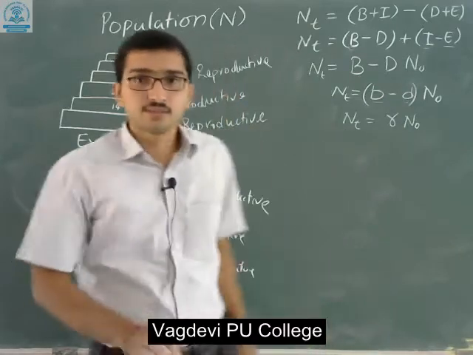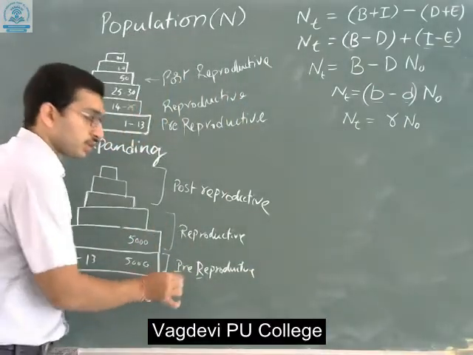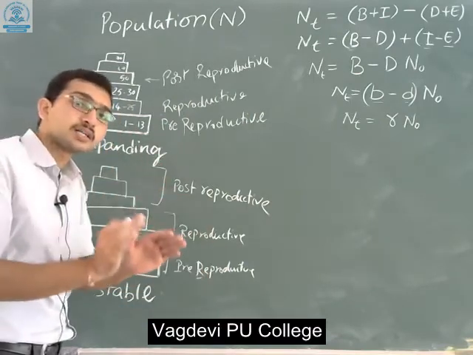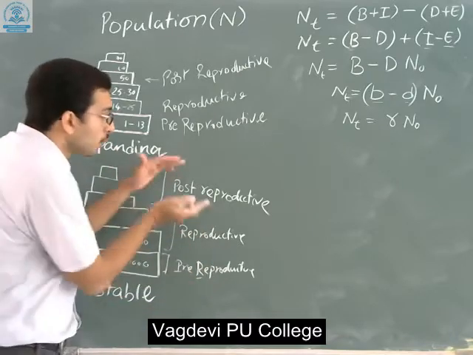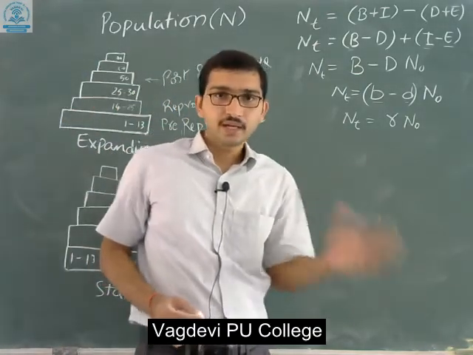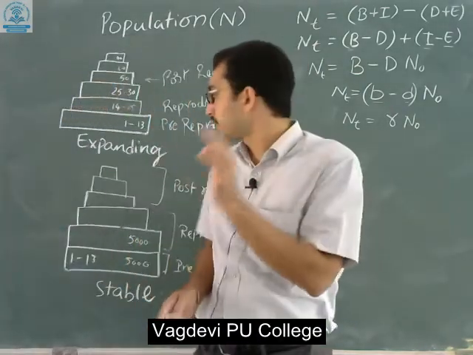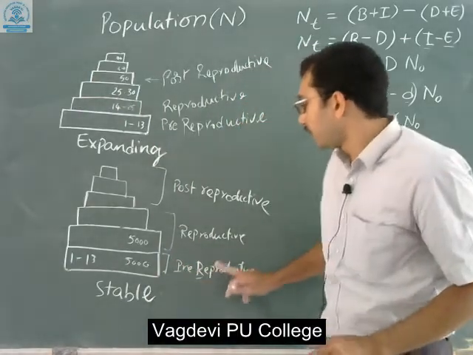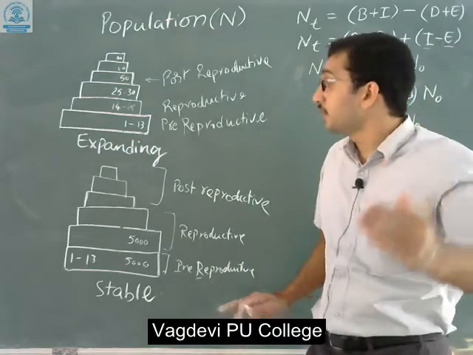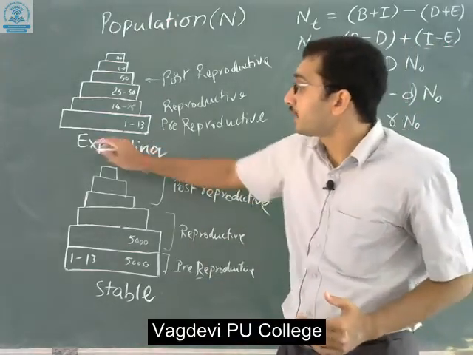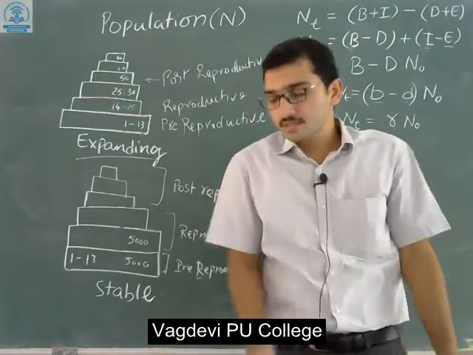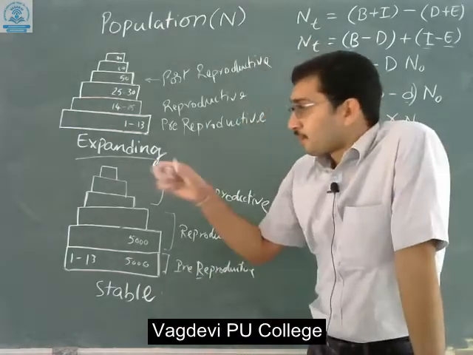So anything represented in this manner: pre-reproductive means very young individuals in a habitat, reproductive means the organisms which are undergoing reproduction, and post-reproductive means they have entered the old age group. Ultimately, a habitat's health depends upon the pre-reproductive. The higher the number of individuals in pre-reproductive, the better the habitat is, and it will be expanding in nature. Now the last pyramid is quite opposite in nature.